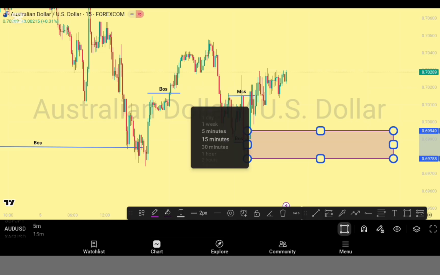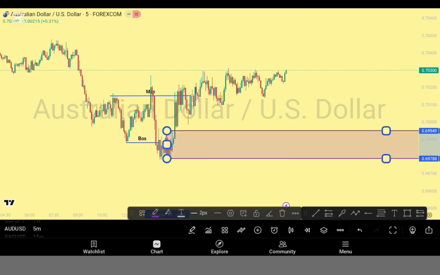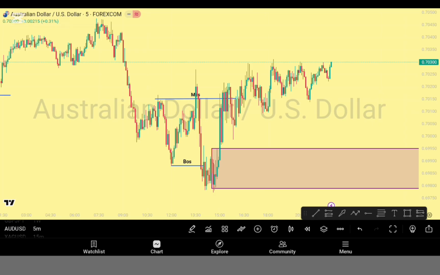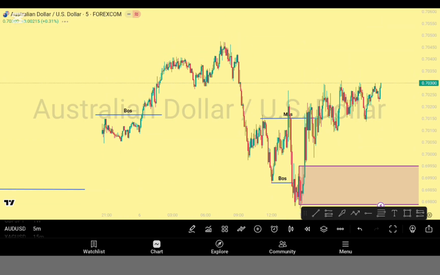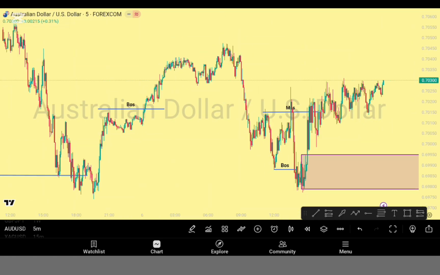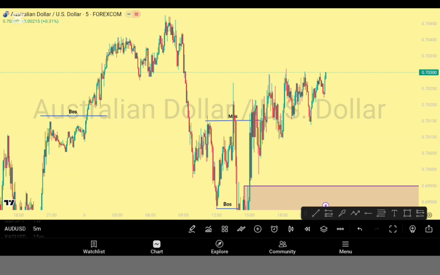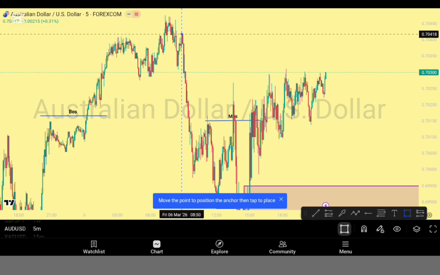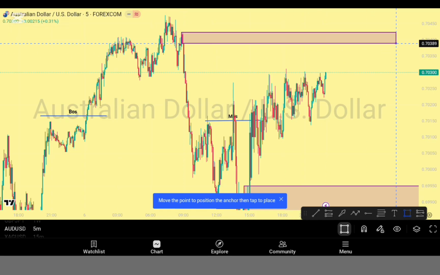Fifteen minutes. Let's check 5 minutes. So we are correct. We have this zone to send price down. It will be the zone to send price to our POI.